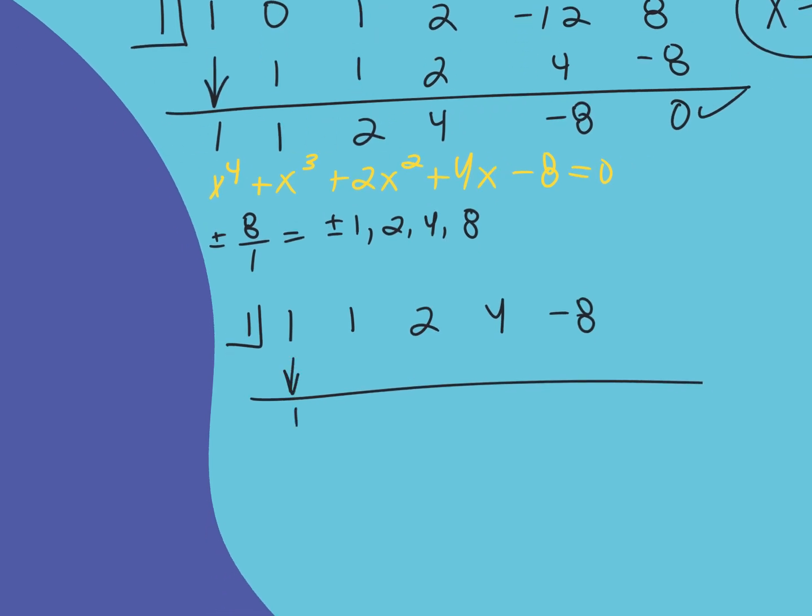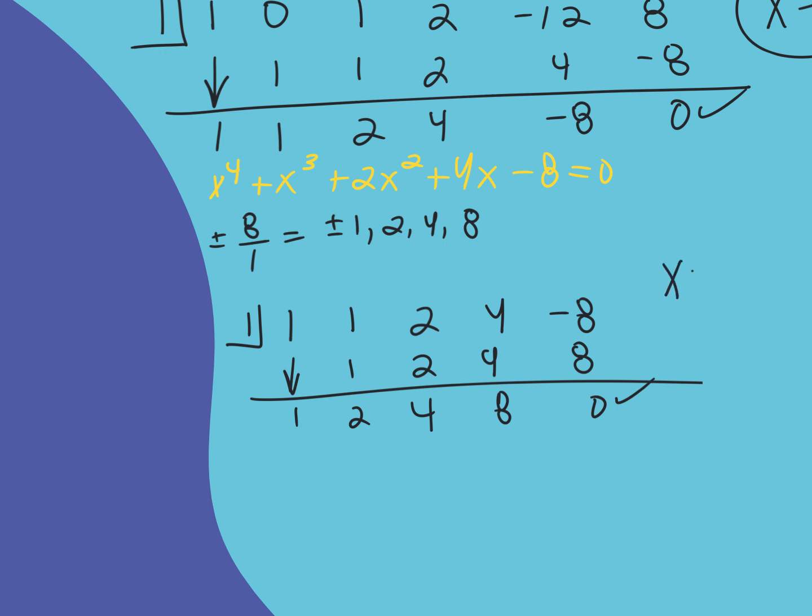1. 1 times 1 is 1. 1 plus 1 is 2. 2 times 1 is 2. 2 plus 2 is 4. 4 times 1 is 4. 4 plus 4 is 8. 8 times 1 is 8. Negative 8 plus 8 is 0.